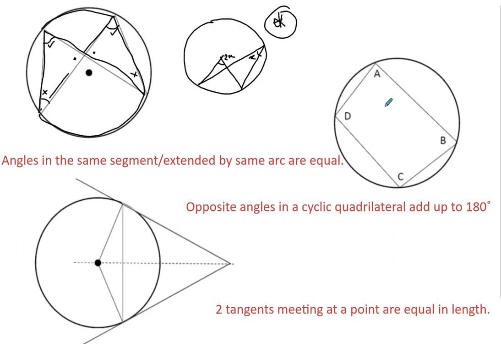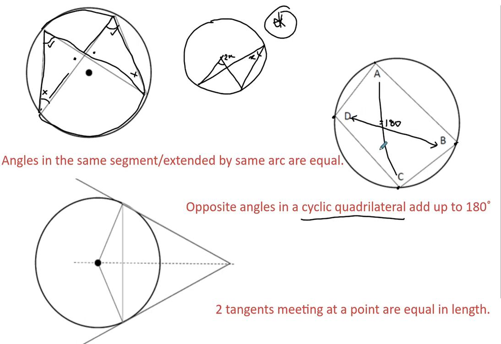Cool. Okay, opposite angles in a cyclic quadrilateral add up to 180. A cyclic quadrilateral is a quadrilateral where each point actually touches the circumference. So it has to touch the circumference. And then that plus that will equal 180, and so will that and that angle.